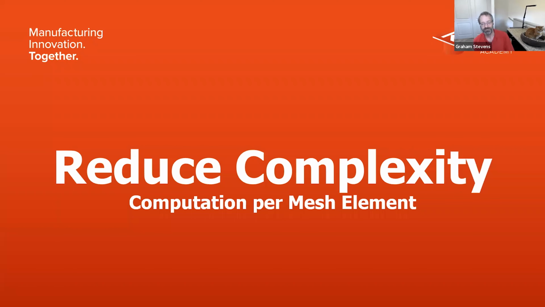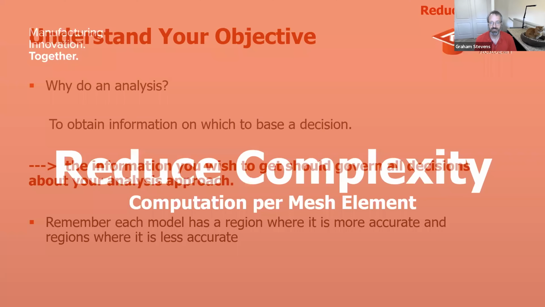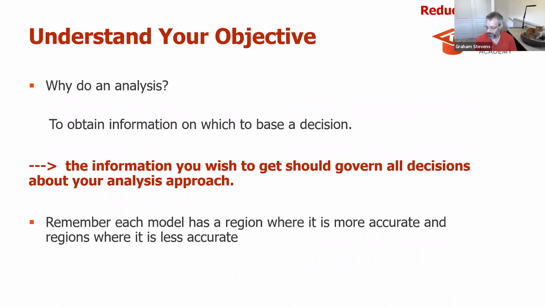So reducing complexity, computation per mesh element. The first thing you want to do in terms of reducing complexity is to understand your objective. So why do we do an analysis in the first place? Why are we doing FEA? And in general, it's to obtain information on which to base a decision. And the information you wish to get should govern all your decisions about the analysis approach.